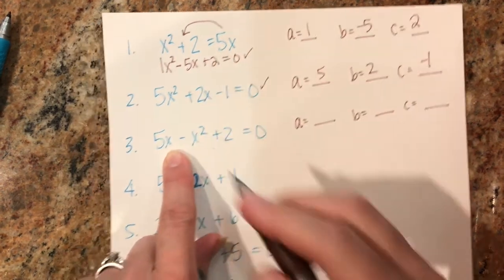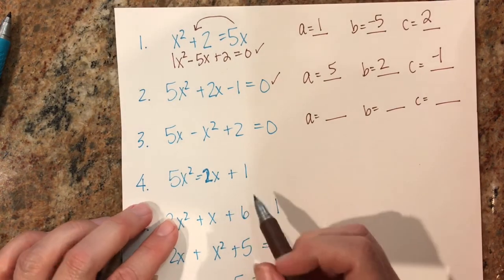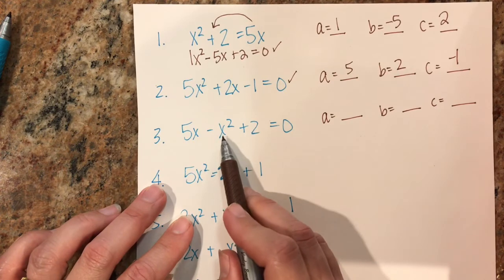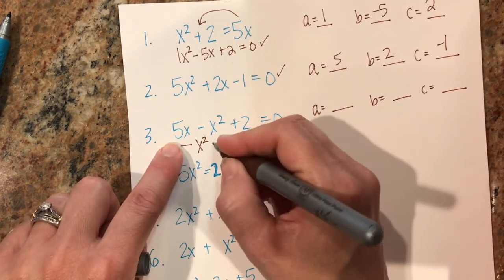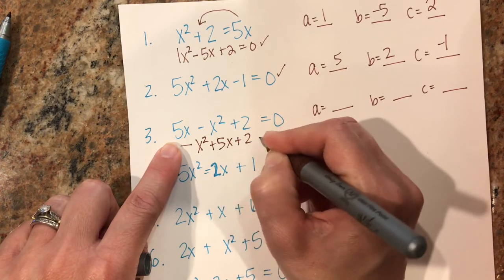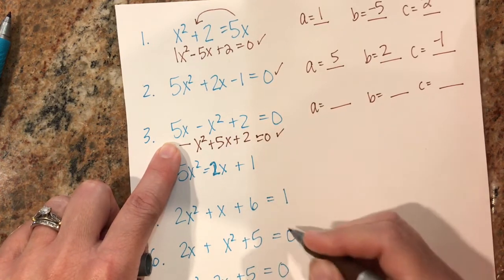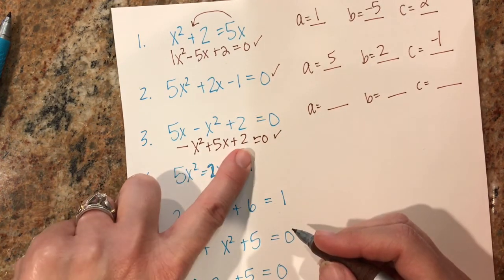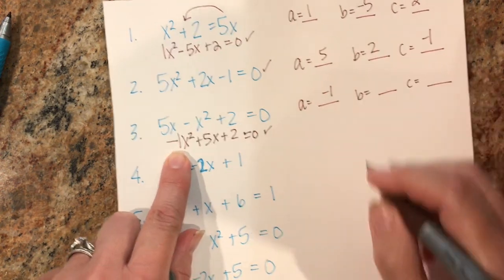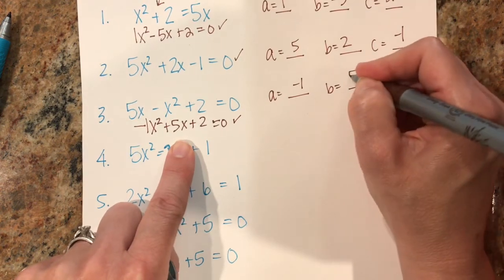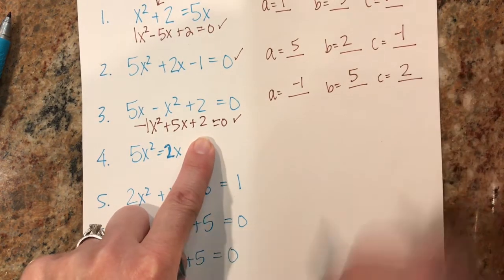Number 3 is not in standard form because these two are backwards. So we want to, but we're not really moving it across the equal sign. It's just we want to write this term first. So I'm going to write negative x squared first, positive 5x, positive 2 equals 0. Now it's in standard form, x squared, x, 2. So our A is this first number, negative 1, B is 5, and C is 2.